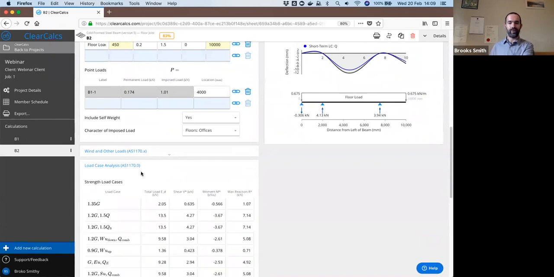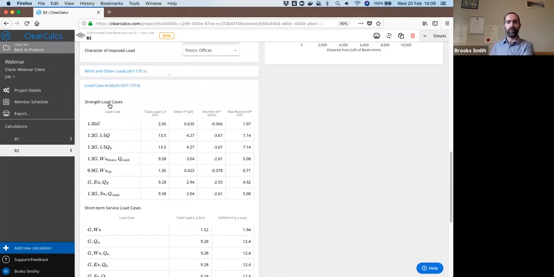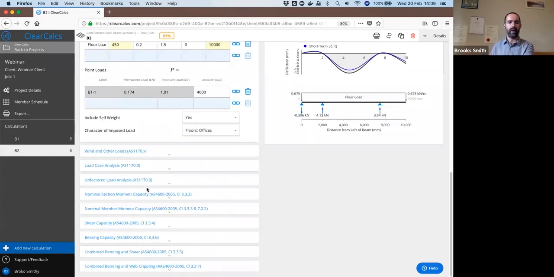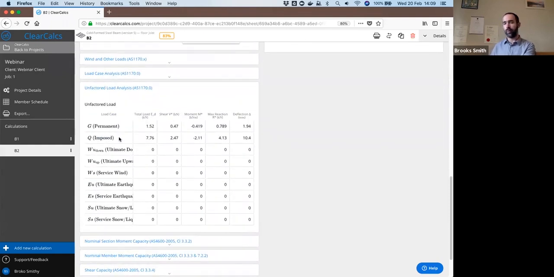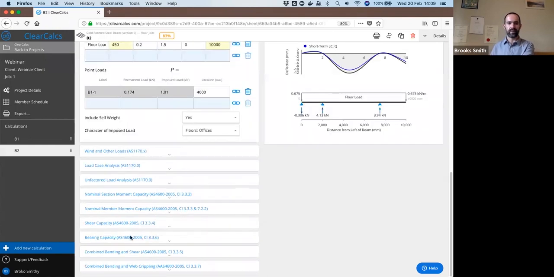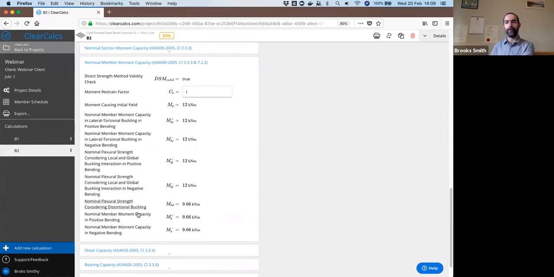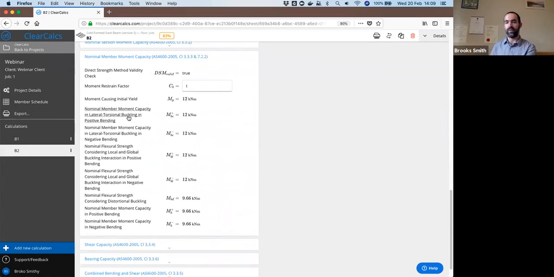And we do check all load cases simultaneously here. So if you want to see individual load cases, you can open up charts here. You can see every strength load case, the shear, moment and reaction that results from each of those. You can see the unfactored load values. We only have permanent imposed loads here, so all other types of loads have 0 results. And all of our calculations for member section capacity, member moment capacity, all contained within all of the subsections here that you can open up.